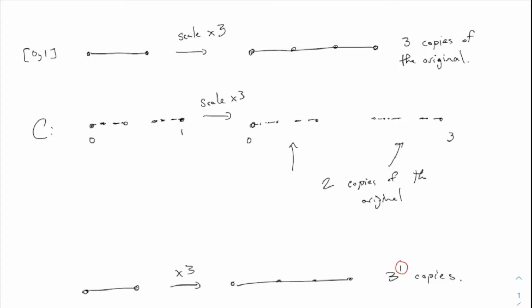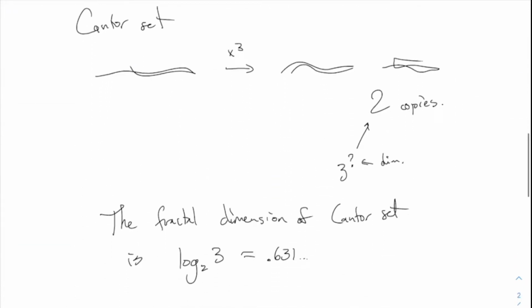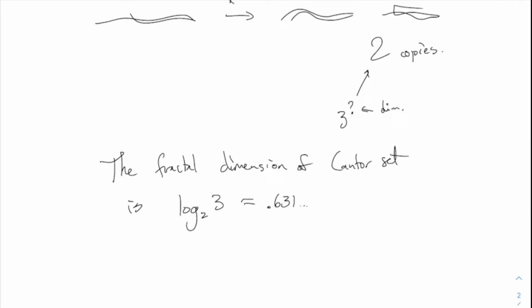So it's kind of like a line, but I cut out a bunch of stuff. It's actually not exactly 2/3. It's a little bit less than 2/3 because you don't only remove the middle, you remove even more stuff, all right? This is the fractal dimension of the Cantor set.